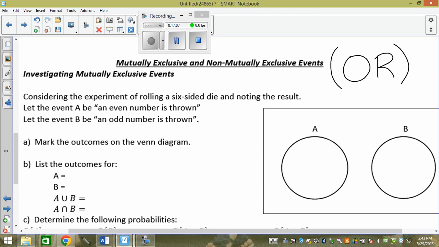So here it says, consider the experiment of rolling a six-sided die and knowing the result. Let the event A be an even number is thrown, and the event B be an odd number. Mark the outcomes on the Venn diagram.